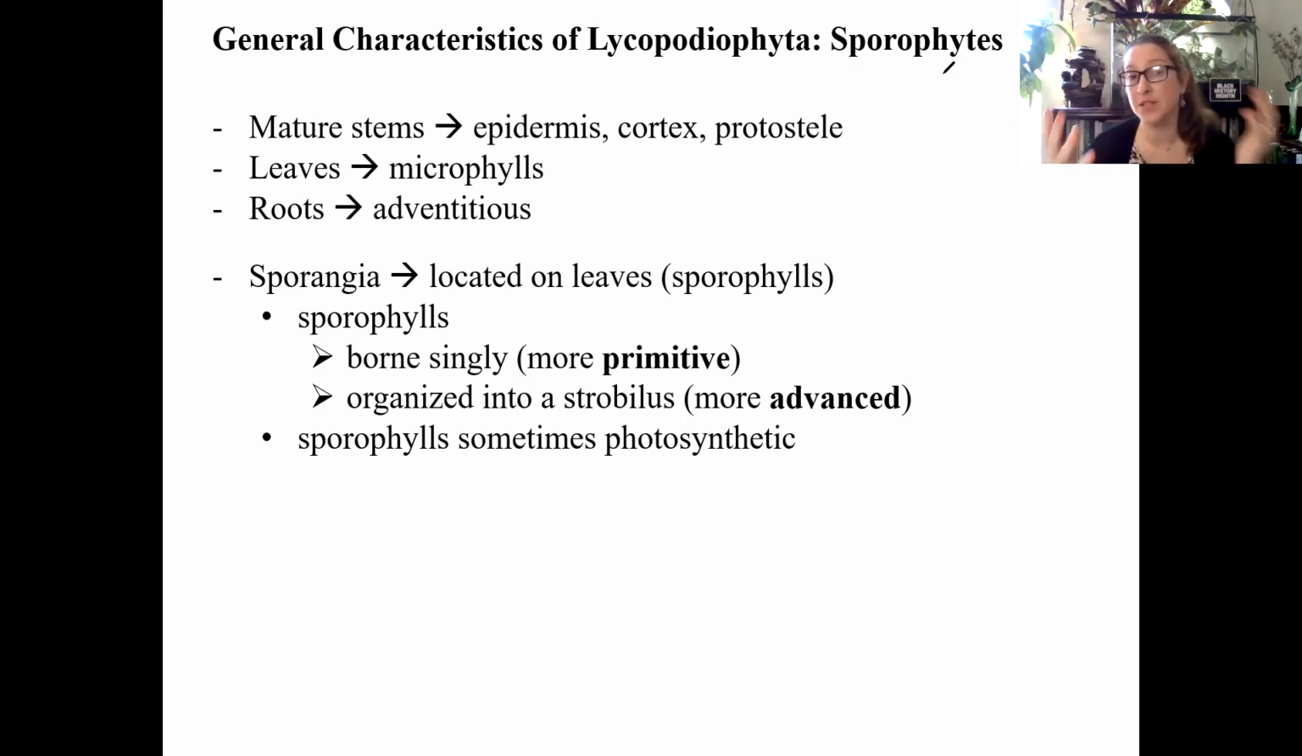However, sometimes the sporophylls are organized, and they're organized into a structure called a strobilus, and that is the more advanced trait. Sometimes the sporophylls are photosynthetic, as we talked about last time. Sometimes they're not. Usually the ones that are born singly or on their own are photosynthetic. Usually the ones that are in a strobilus are not.